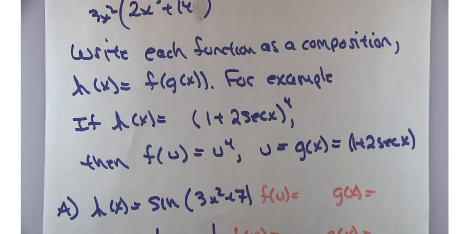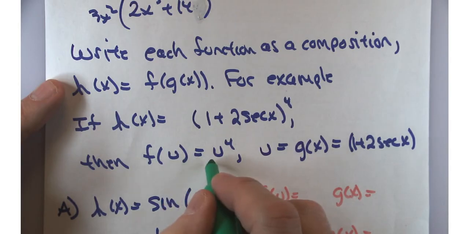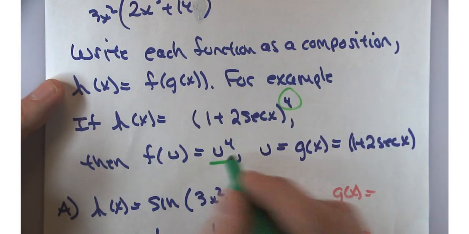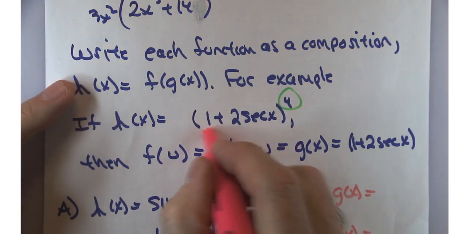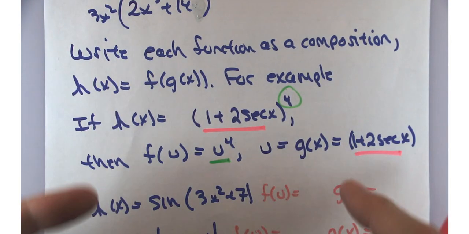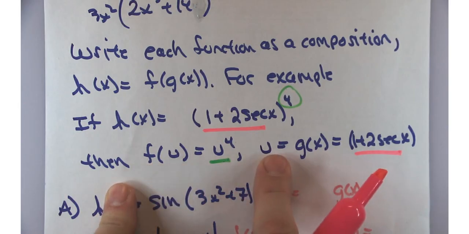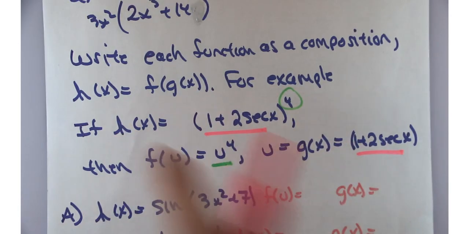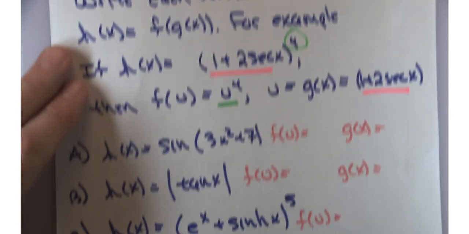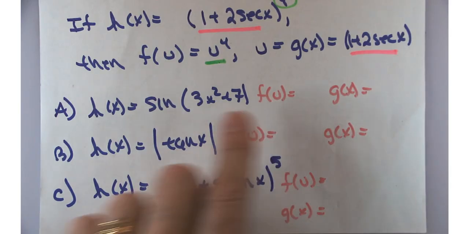So for instance, right here, you've got an outside function, that's your something to the fourth power, and then you've got an inside function, which is this right there. If you put those two things together, this is f of u, this is u, f of g of x would equal this function. So understanding that these functions are compositions is going to be key to working through this section. Let's start out with this one.